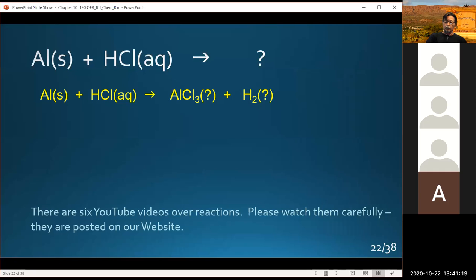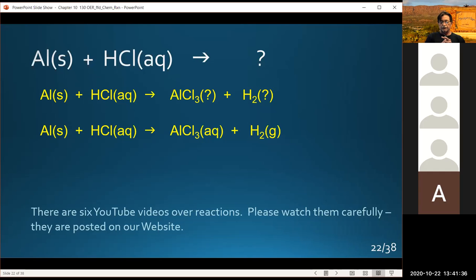And so we have aluminum chloride. If we look at the solubility rules for aluminum chloride, we'll find the chlorides to be soluble when bonded with aluminum. And then H2, obviously we know it's a gas. It's one of the diatomic gases that we have. And then we need to balance the equation. Once we get the physical states, we have 3 chlorides from aluminum chloride.